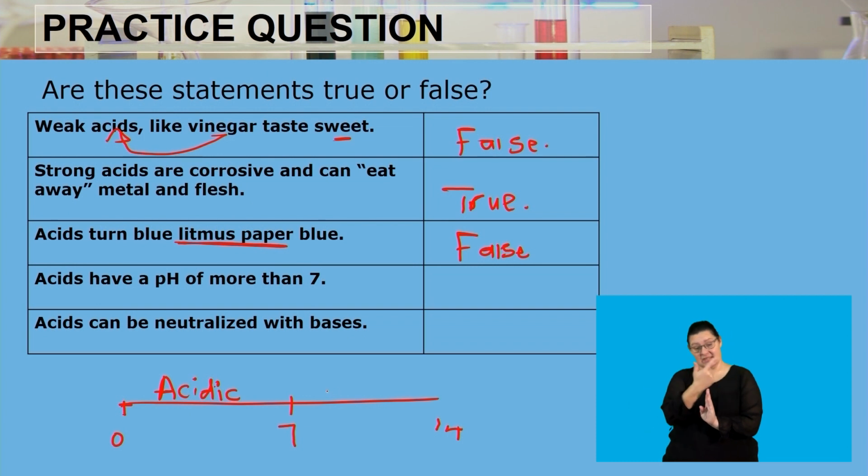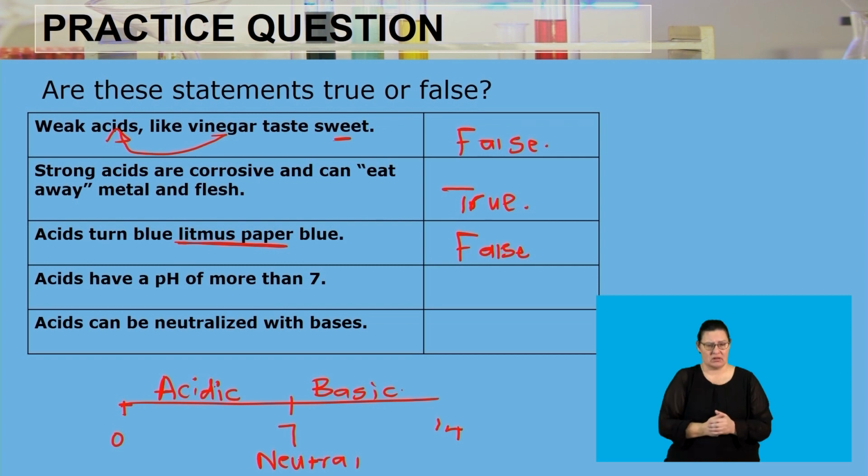And if a substance has a pH that is greater than 7, it is going to be basic. But if a substance has a pH that is 7, then that substance is neutral. So therefore, acids have a pH of more than 7. That is false, because acids have a pH that is less than 7 as per the pH scale. So this statement is false.